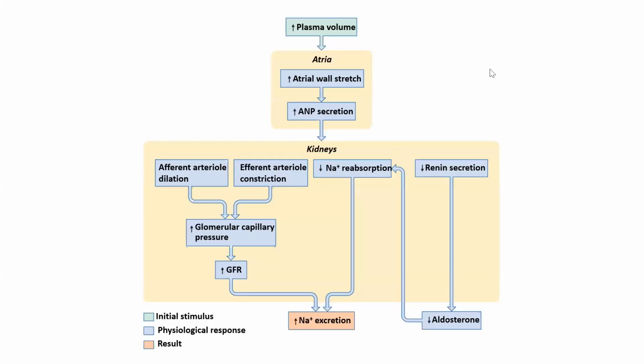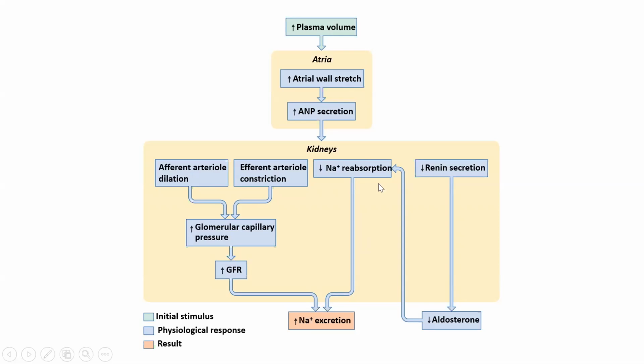Okay. So here we have another flow chart that's kind of depicting that, right? Increased plasma volume triggers an increase in the stretch on the walls of the atria. That triggers the release of ANP. And ANP is going to increase our GFR by dilating the afferent arterioles and constricting the efferent arterioles. So that's going to force more blood to go across the glomerulus, which will increase our GFR. Increasing our GFR will mean that more fluid is being moved through the kidneys, more sodium is being excreted.